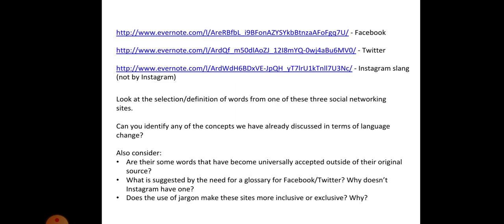So this is all leading towards this task here. Facebook, Twitter, and Instagram, notice how the Instagram one's not done by Instagram, do have, or did have when I first created this lesson, glossaries of the words being used, because there were new concepts, maybe words being used in ways that they hadn't been used before. There were new ideas that people had to get their heads around.